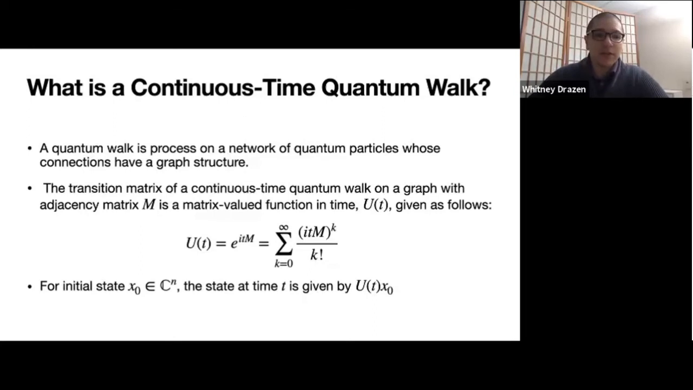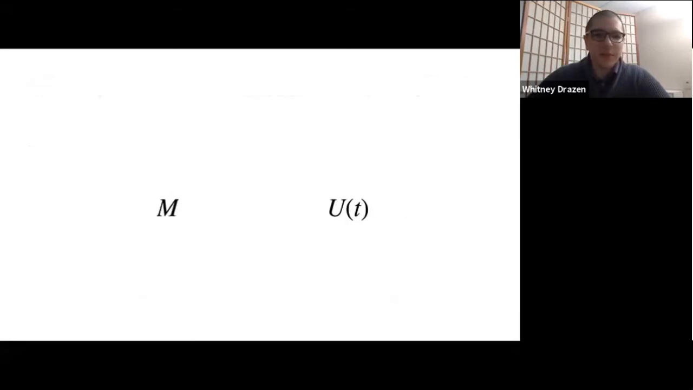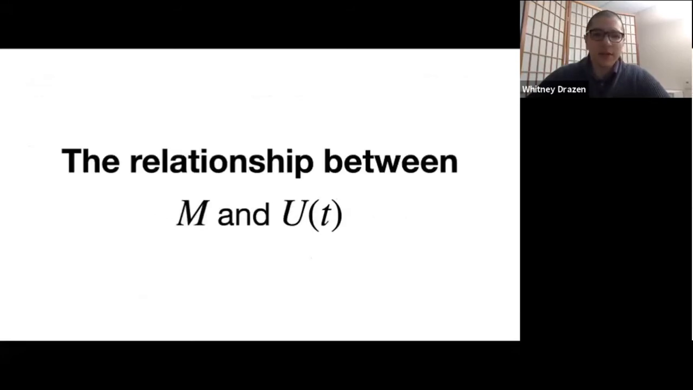So the transition matrix of this process is given by the exponentiation, so e to the itM, where M is the adjacency matrix of the network. So this means that for initial state x0, our state at time t is given by U(t) times x0.